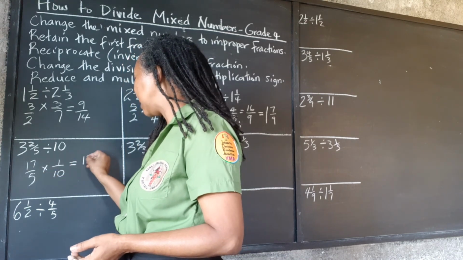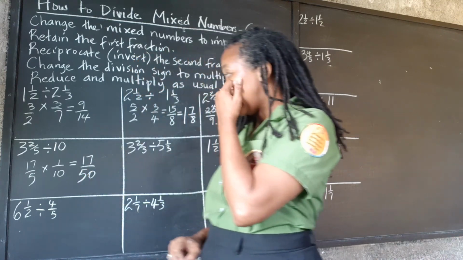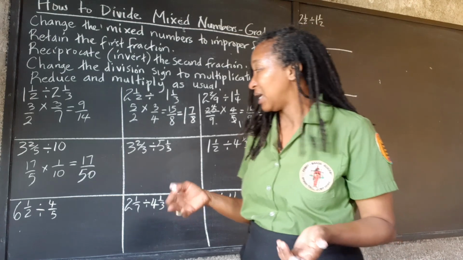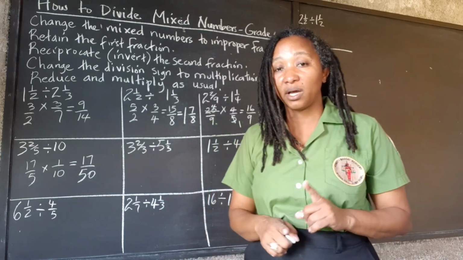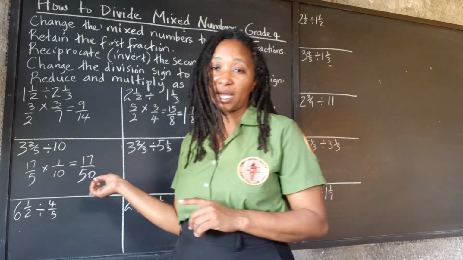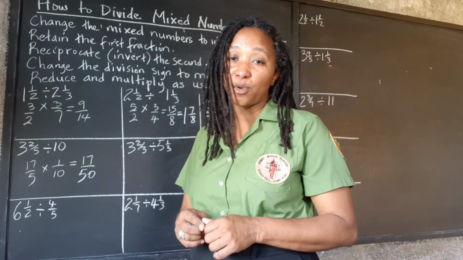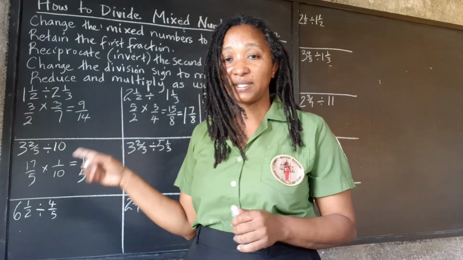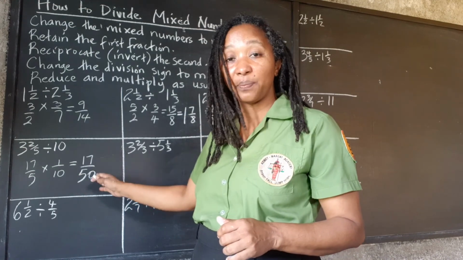17 times 1 is 17, and 5 times 10 is 50. As big as the numbers look, this is actually in its simplest form, because other than 1, there is no number that can reduce 17 and 50. 17 is a prime number, so only 17 can go into itself, and 17 cannot go into 50 without a remainder. So this is in its simplest form.